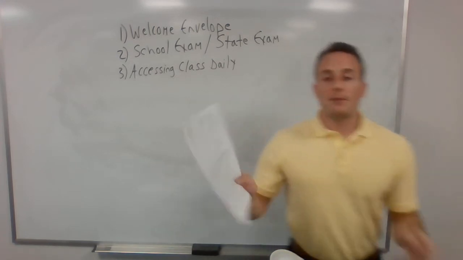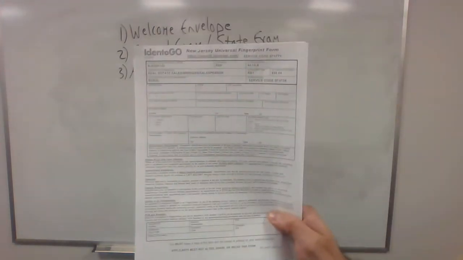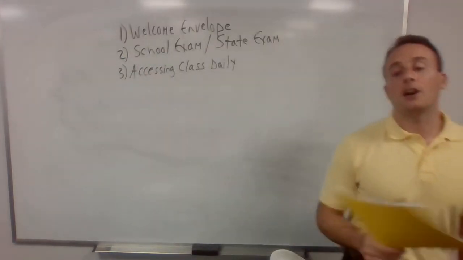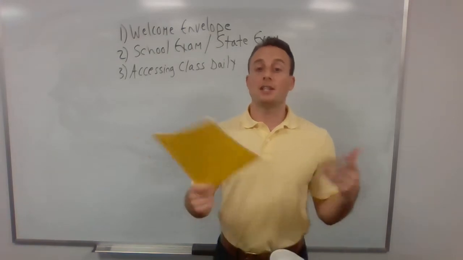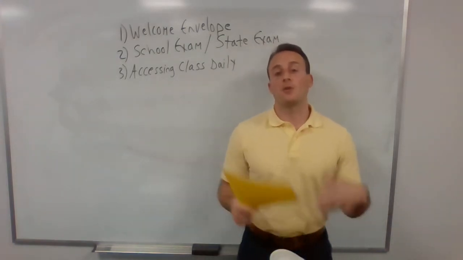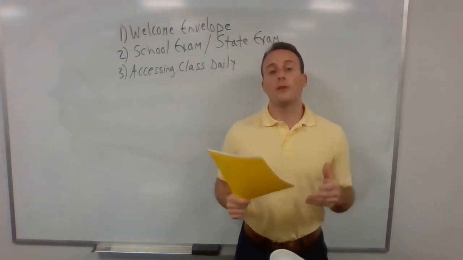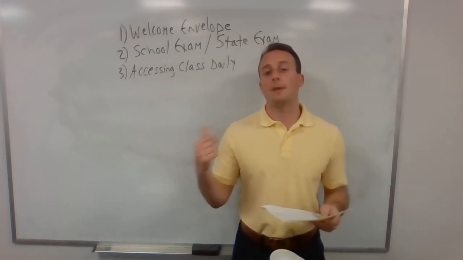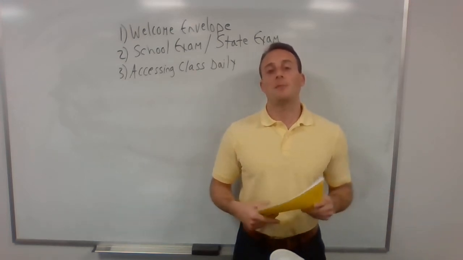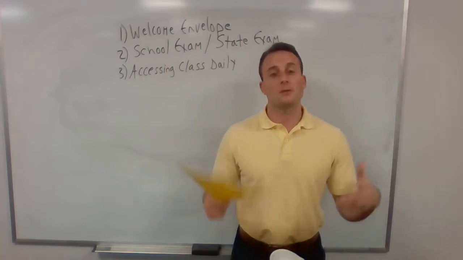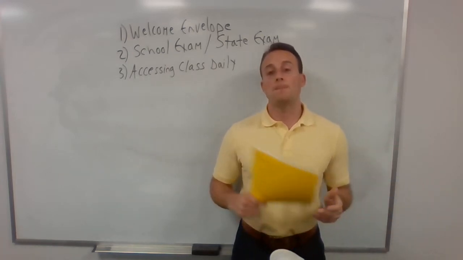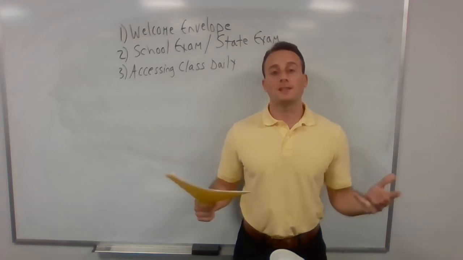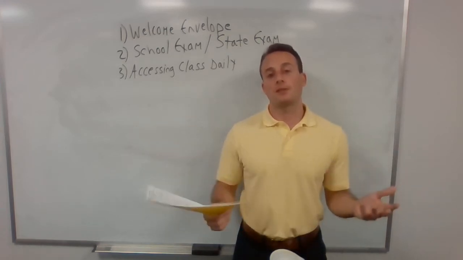Next thing in this welcome envelope is this fingerprinting form here. Identigo, right? Identigo is the state servicing company that does fingerprints. You have to get your fingerprints done to get your real estate license, to make sure that you are of good moral character, that you don't have any egregious felonies on your record. You haven't been robbing houses, you haven't been killing people, you haven't been stealing money in financial transactions from clients and things like that. The way the state confirms this is by having your fingerprints done.